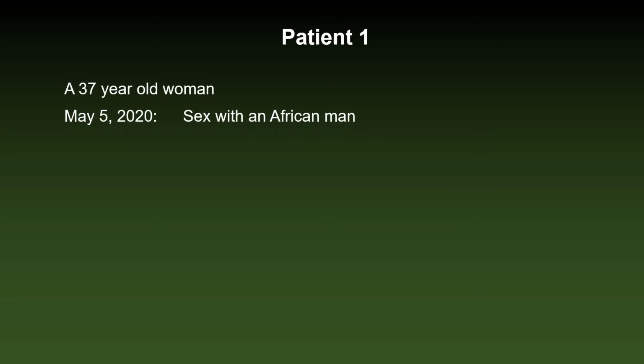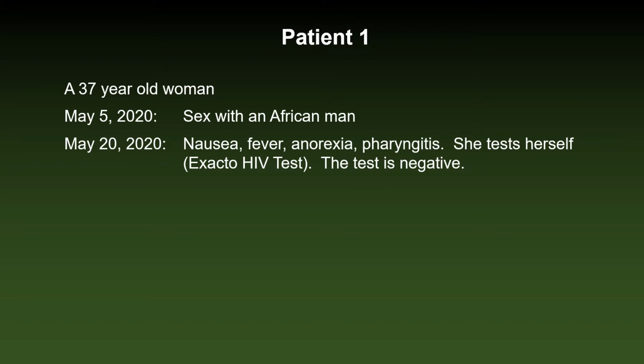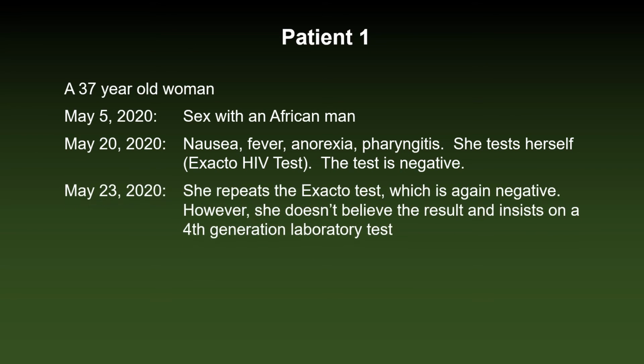Patient 1 is a 37-year-old woman who on May 5th, 2020 had sex with an African man. On May 20th, she falls ill with nausea, fever, anorexia and pharyngitis. Worried about HIV infection, she tests herself. The test is negative. On May 23rd, 2020, she repeats the test, which is again negative.